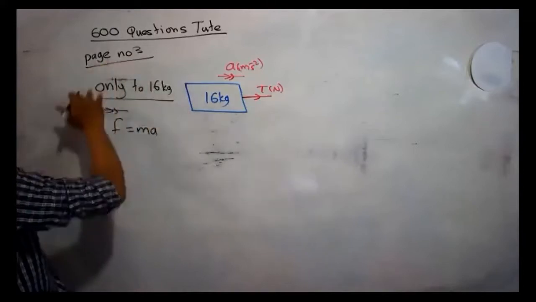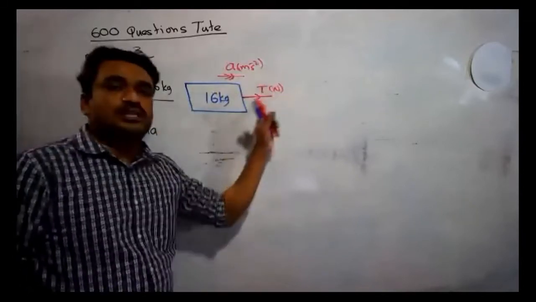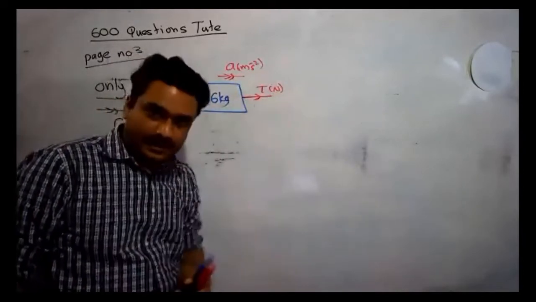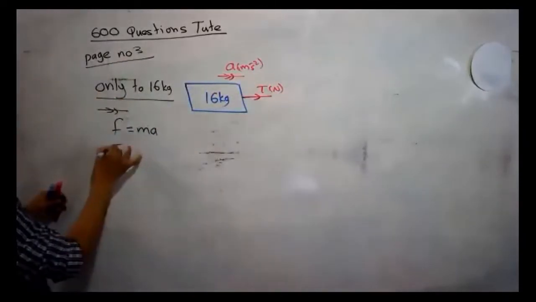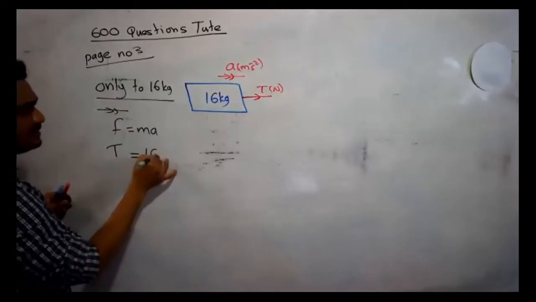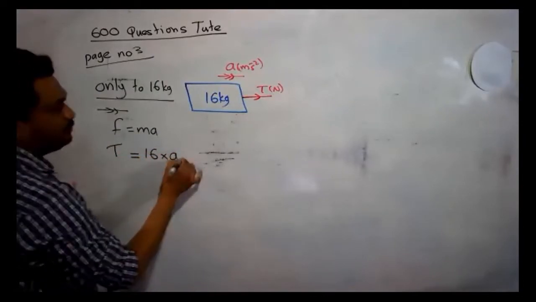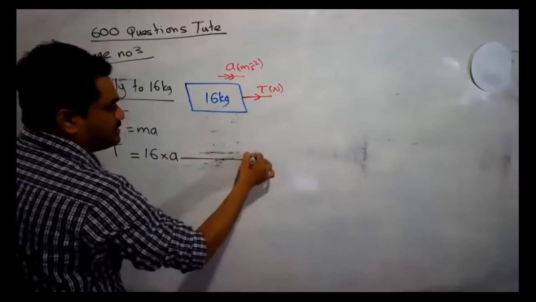When you write this equation, it's better if you draw this 16 kg object separately. The only horizontal force acting on the 16 kg object is capital T. Its mass is 16. Acceleration is simple a. Let me mark it as the first equation.